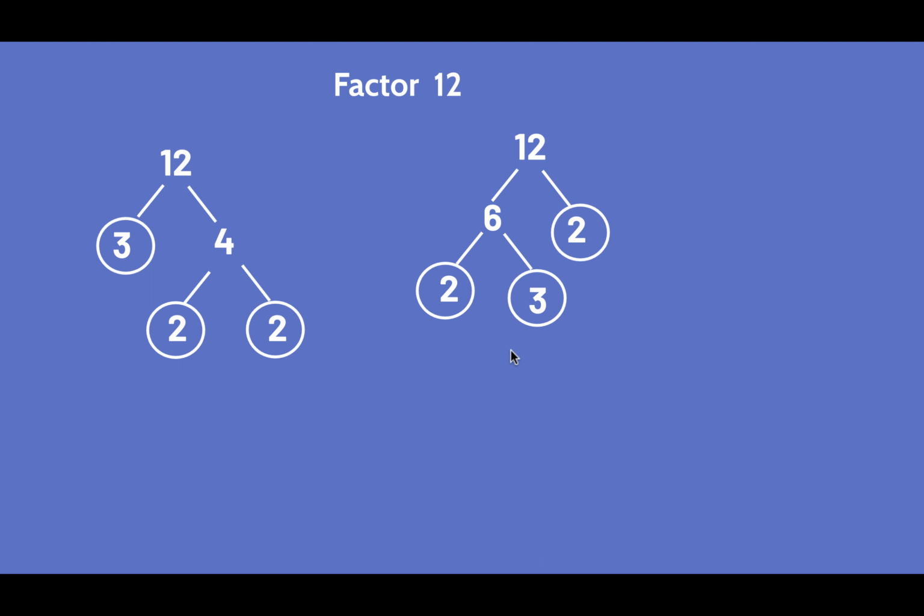So notice that the prime factorization is the same whether I start with 3 and 4 or 6 and 2. They're just written in different orders, but the order doesn't matter. So the prime factorization of 12 is 2 multiplied by 2 multiplied by 3. When I write the prime factorization, I like to write it from the smallest number to the largest number.